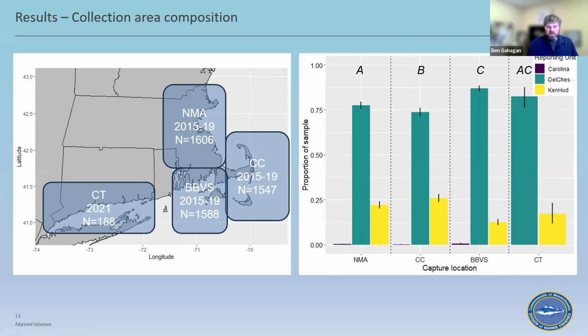I mean, there were differences among them, with Buzzards Bay Vineyard Sound having the highest proportion of Delaware Chesapeake and Cape Cod the lowest. And Connecticut was composed of a similar blend as northern Massachusetts and Buzzards Bay Vineyard Sound, which could be due to geographic sorting, ontogenetic progression, or the timing of the collection. A lot of questions remain there with the smaller sample size.